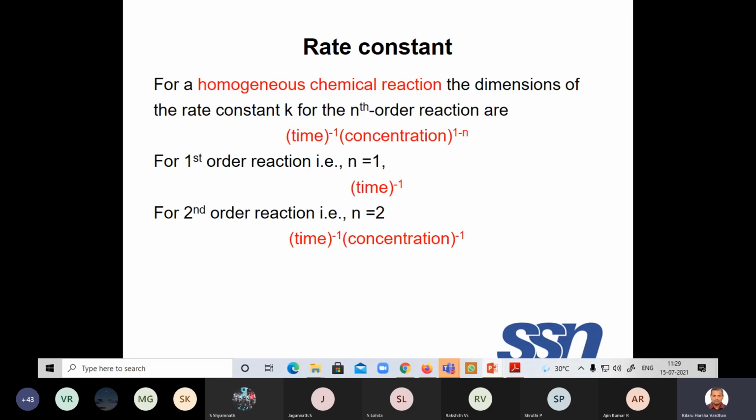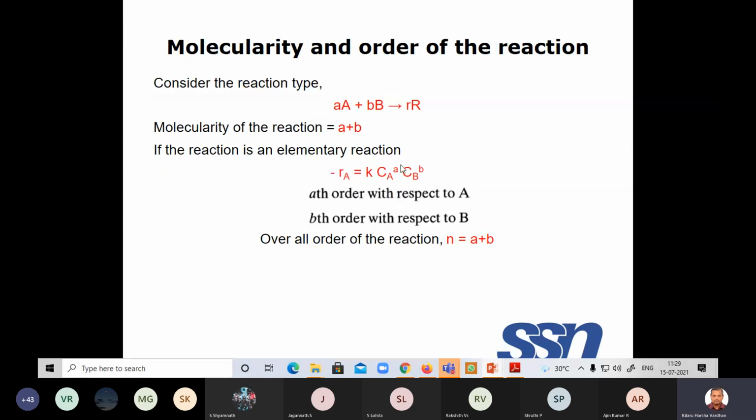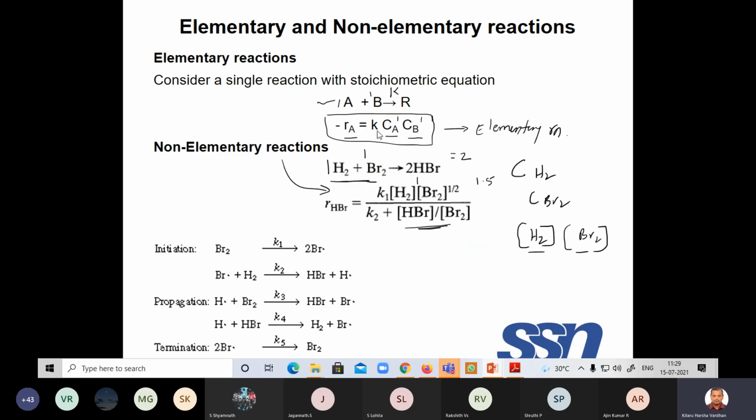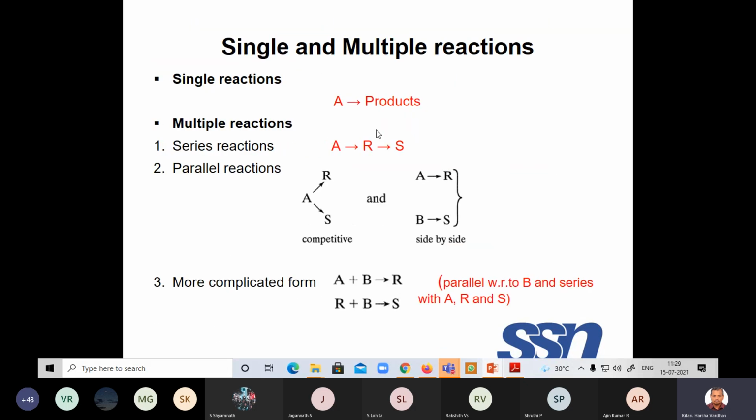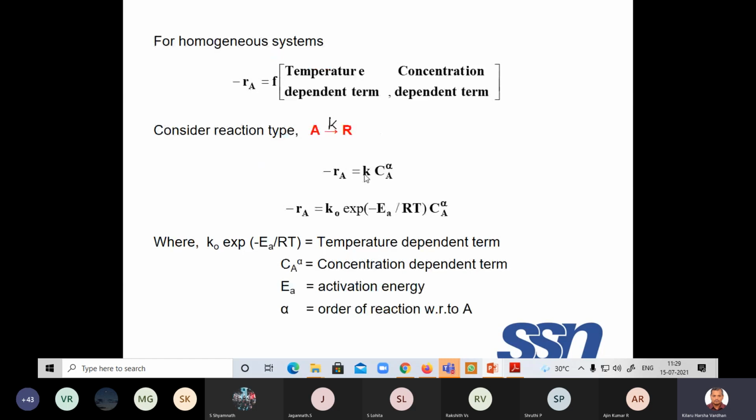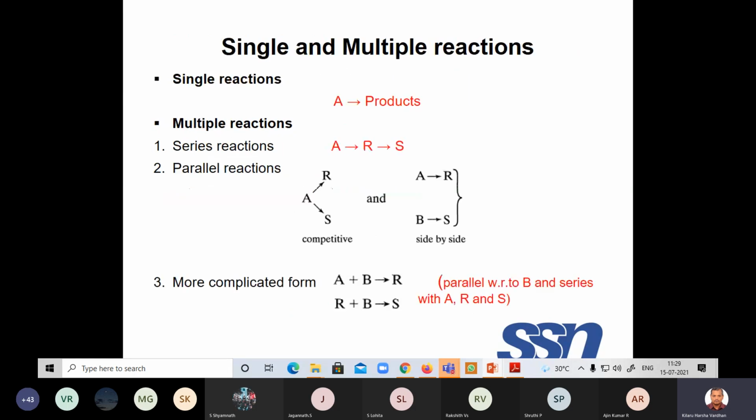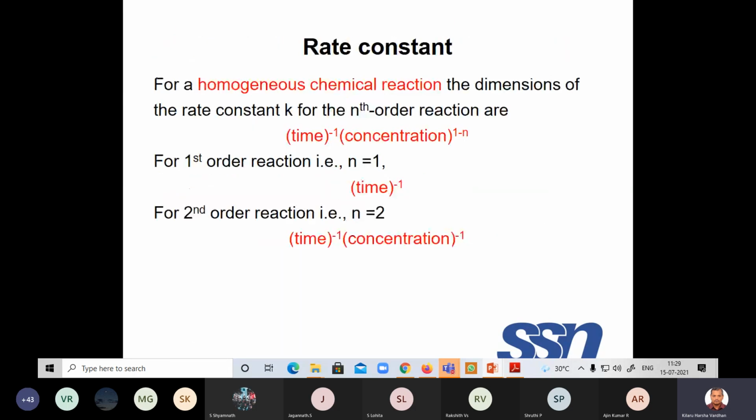Now we'll see one important thing: the rate constant. What is this K? K is a rate constant. Earlier I told you this K is a rate constant. How to write the rate constant? I already told you K is a strong function of temperature, so you have to write an Arrhenius equation, which you already studied in school chemistry. K is K naught exponential of minus E by RT. That is what we will write here.